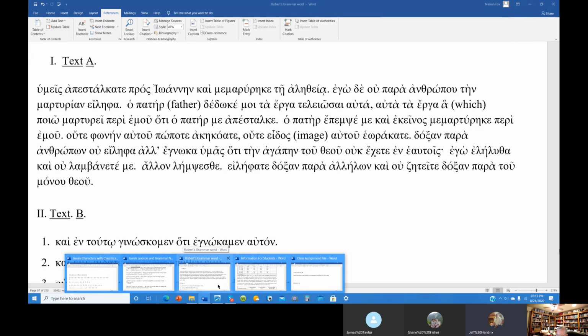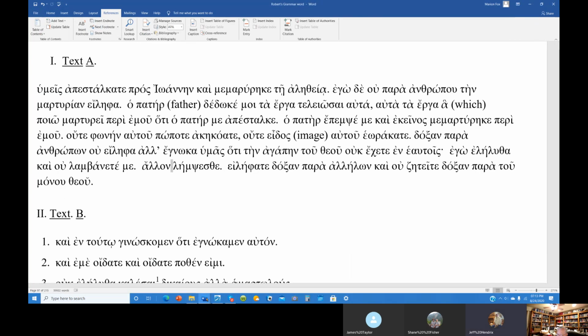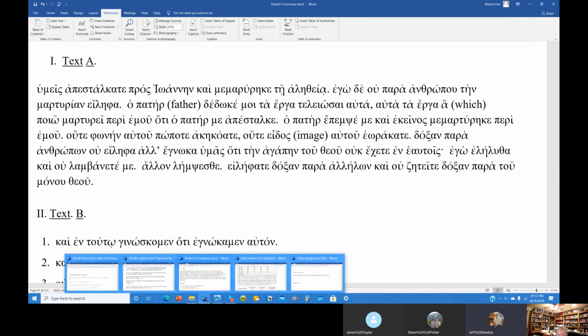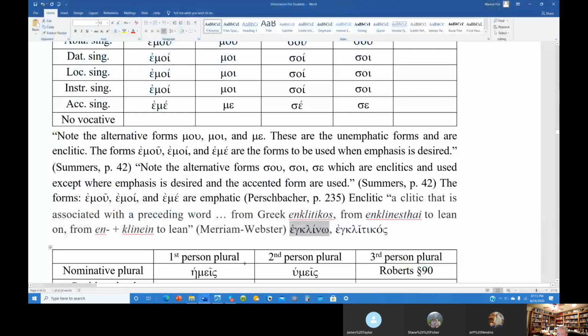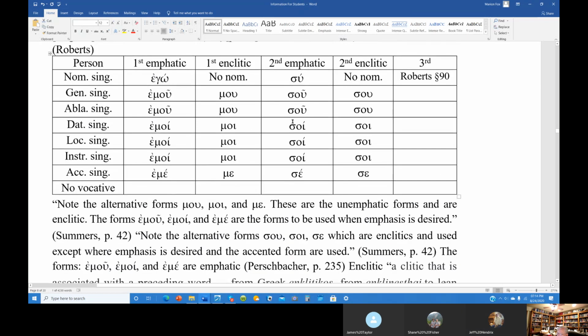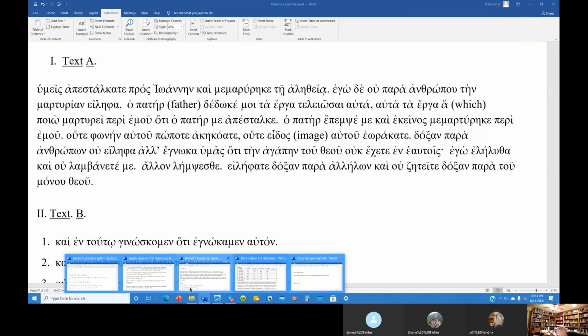That's what Merriam-Webster said, to lean toward it. So it leans toward it. When it leans toward it, it's enclitic, it loses its accent. Its accent goes with the word before it. So it'll be with that word that leads it, or just before it.